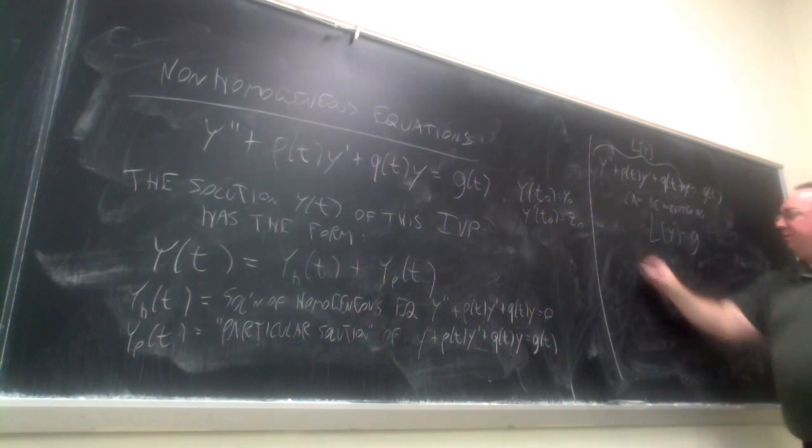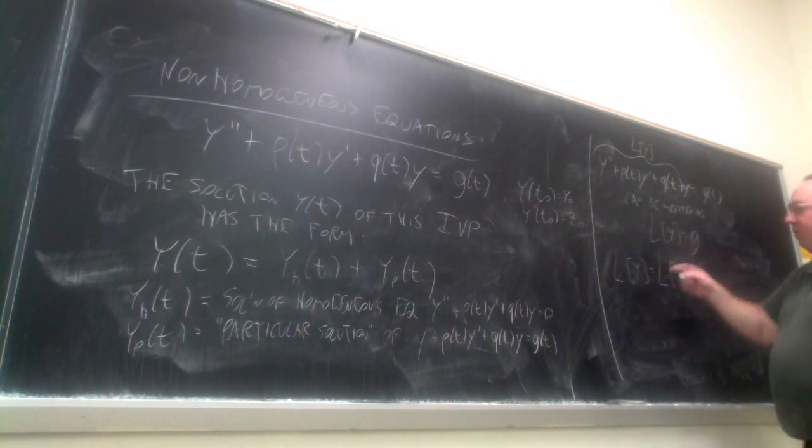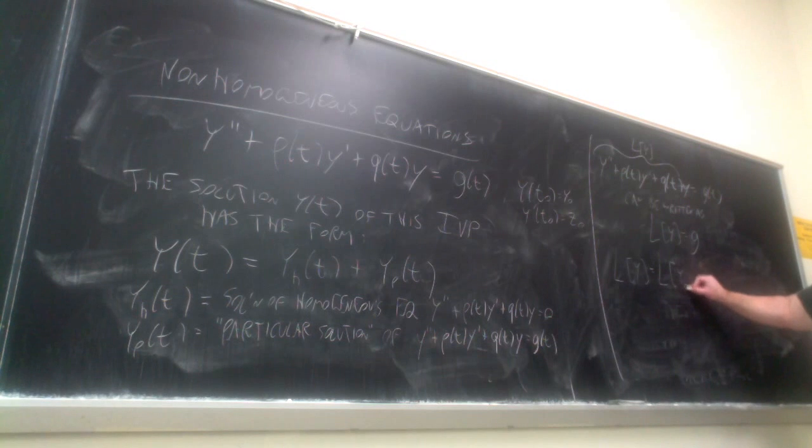And because it's a linear differential operator, L of y is equal to, broken down into two terms, y_h plus y_p, the particular solution. And because it's linear, the operator applied to this sum is the same as the sum of applying the operator to the two pieces individually. But y_h is a solution of the homogeneous equation, so that is equal to 0. And then y_p is a particular solution of Ly = g, so that is going to be g.